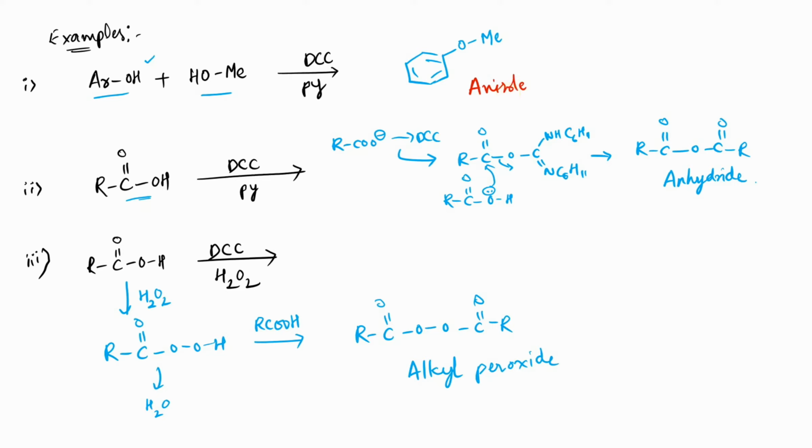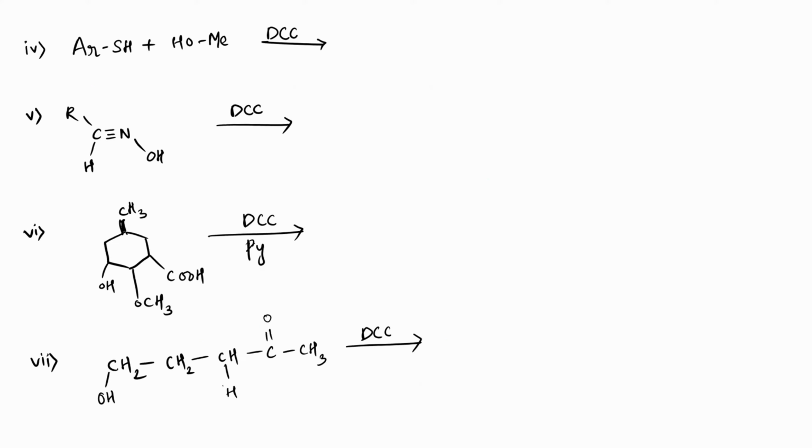Okay, so now let us start with today's video, which is about solving some more examples related to DCC reagent properties. We have a thio group, ArSH, along with methanol. So this is again the same type of reaction. Here the proton of the thio group will be removed. As a result, we will form ArSMe with a loss of water. So this is a simple reaction.